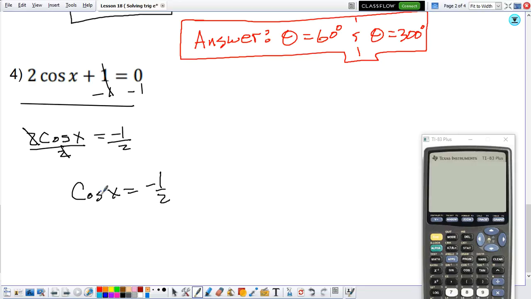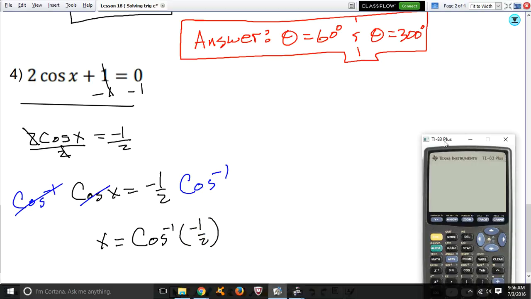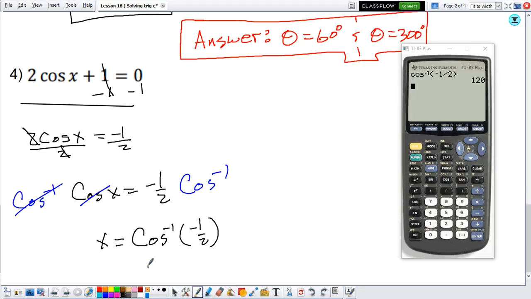How do we proceed? We want to solve for theta, or x in this case, so you got to multiply by the inverse. Multiply the inverse on both sides, and they will cancel out. And now we have that x is equal to the inverse of cosine of negative 1/2. So let's check. What's the value of that? The inverse cosine of negative 1/2 gives me 120. So x is equal to 120 degrees.